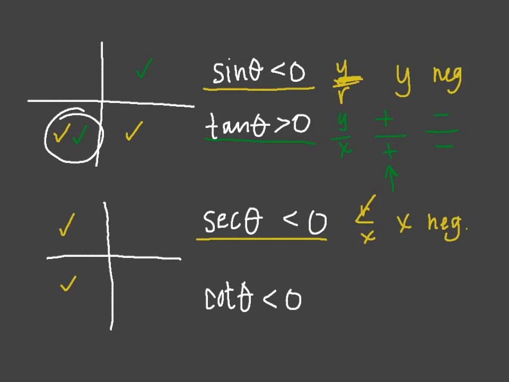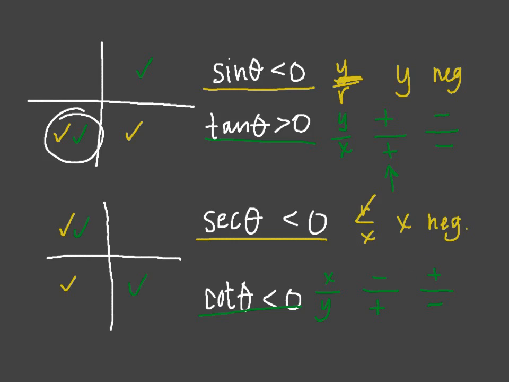Alright, so now let's look at cotangent. So we're looking for where cotangent would be negative. Cotangent, being the reciprocal of tangent, is x over y. But it's going to have the same patterns as tangent. It's going to be negative when we have opposing signs. So either when x is negative and y is positive, which is going to be in quadrant 2, or where x is positive and y is negative, that's going to be in quadrant 4.